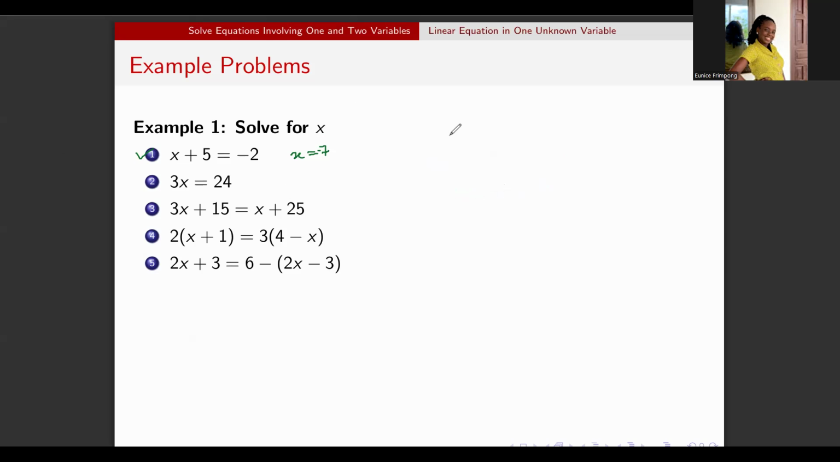Now for number 2, we have 3x equals 24. What do we do? 3 is multiplying x. So the inverse operation of multiplication is division. So I can divide here by 3 to remove the 3 and do the same thing to the right-hand side. The 3 cancels out the 3. I have here x being equal to 24 divided by 3, which is 8. So in the case of number 2, x is equal to 8.